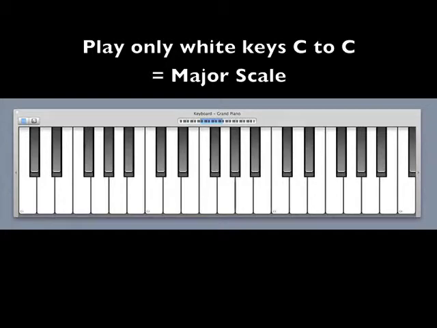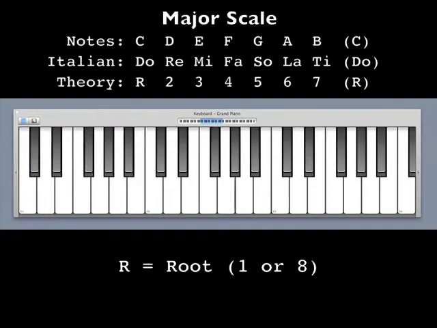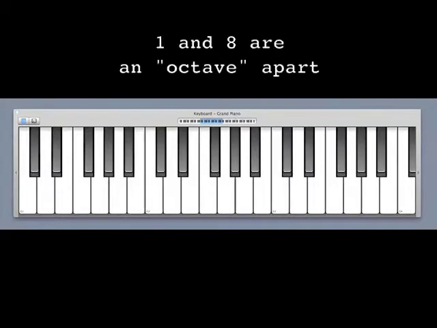You might know that makes a major scale. In Italian, it's Do, Re, Mi, Fa, Sol, La, Ti, Do. Some people say Si, Do. In music theory, we turn it into numbers. 1 or root, 2, 3, 4, 5, 6, 7, 8. So 1 and 8 are the same note. C, C. Call that an octave. Oct means 8. Octopus has 8 legs, so 1, 2, 3, 4, 5, 6, 7, 8.